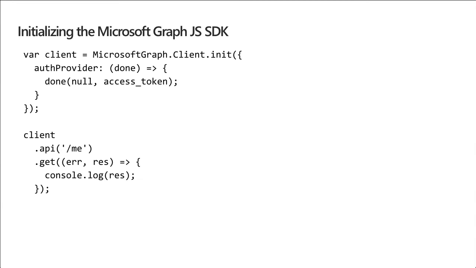So I would set up an auth provider, and I'd have to go handle the authentication with Azure AD to obtain the access token. And then once that's done, you can see down at the bottom where I'm calling client.api/me, and that's how I'm getting access to my information inside the Microsoft Graph.